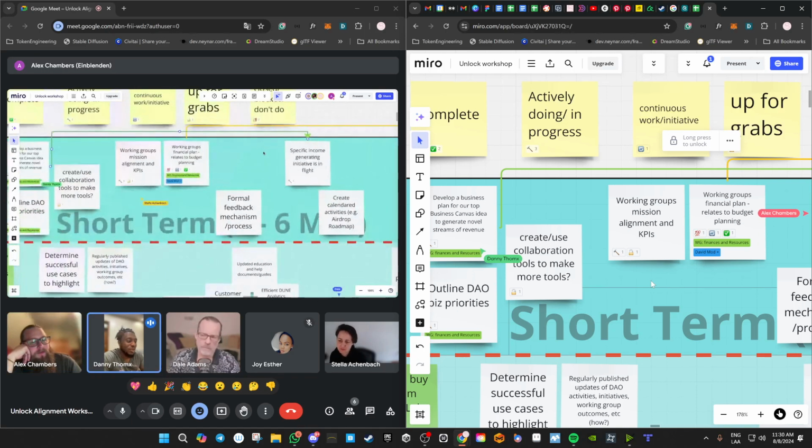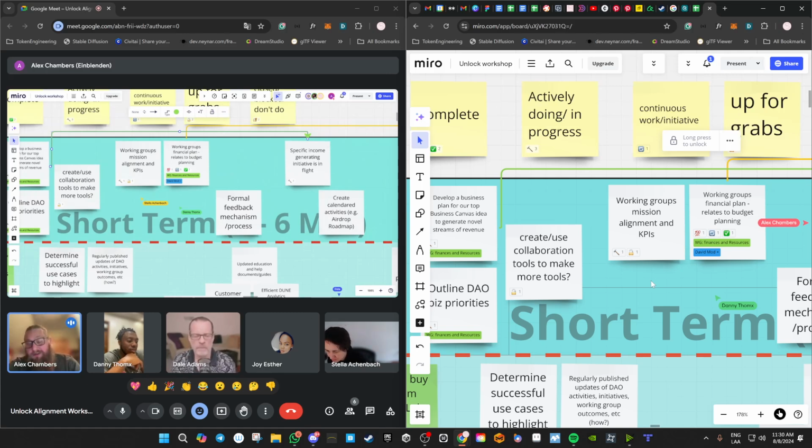Maybe you should share what your thoughts are. Yeah, so the way that I see this, specific income generating initiatives in flight is meaning that it is nearly working, or it's on its way to being built.